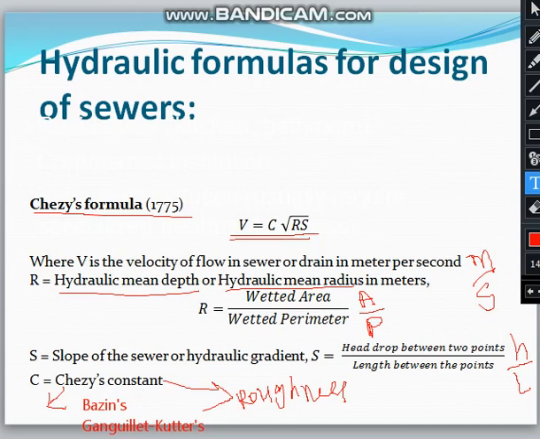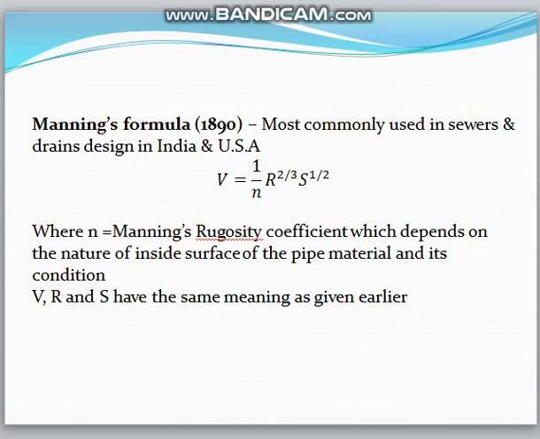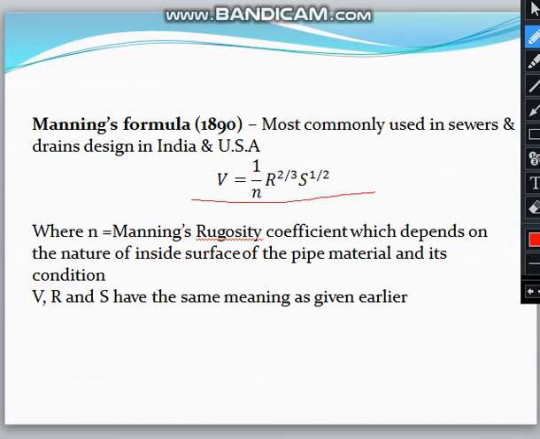V is the velocity of flow in the sewer, R is the hydraulic mean depth, S is the slope of the sewer, C is the Chezy's constant. Next, another one is Manning's formula. This is most commonly used in sewer and drain design in India and the United States of America. Here the velocity of flow, capital V, is equal to 1 by n into R power 2 by 3 into S power 1 by 2.